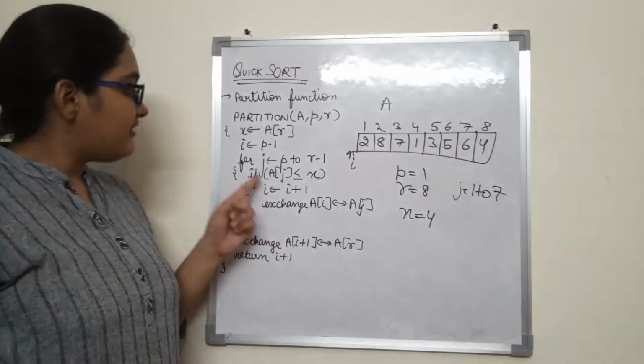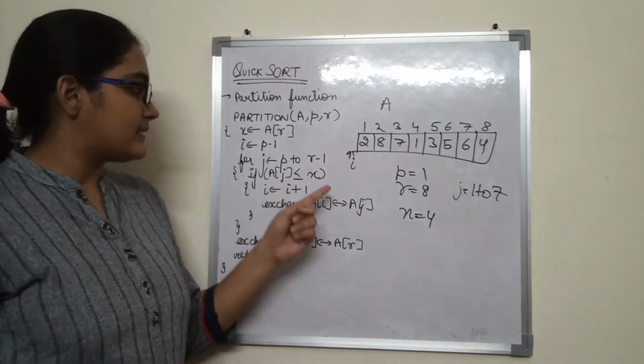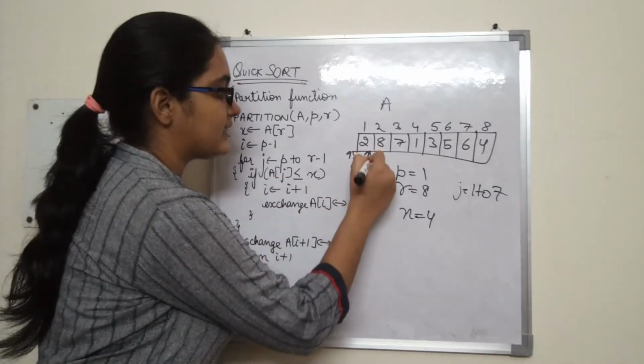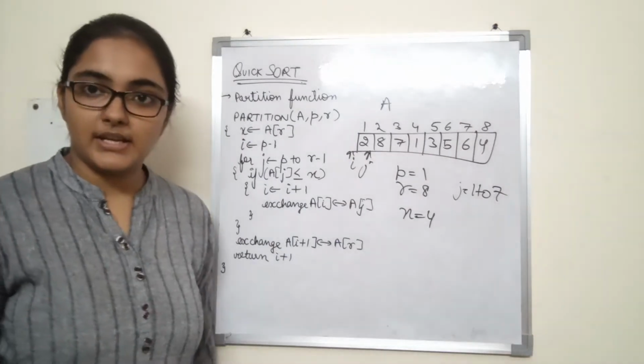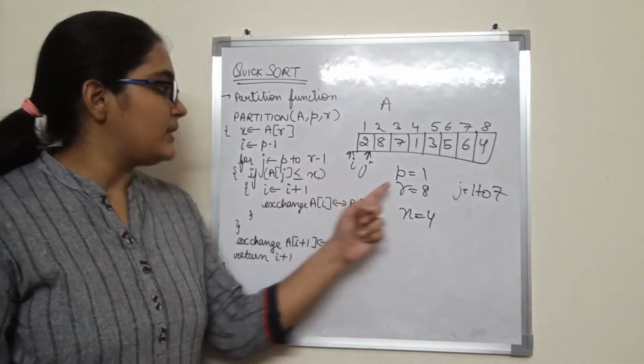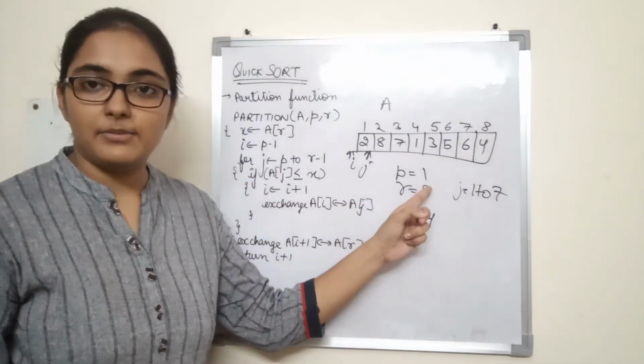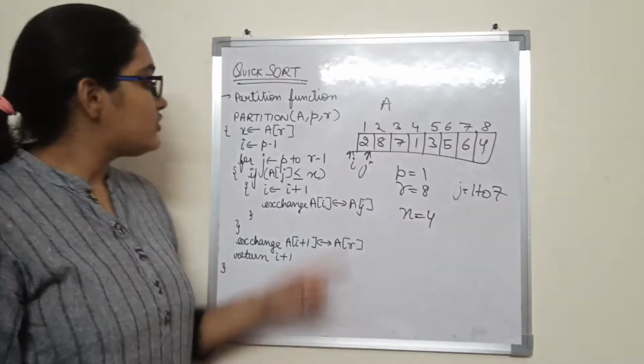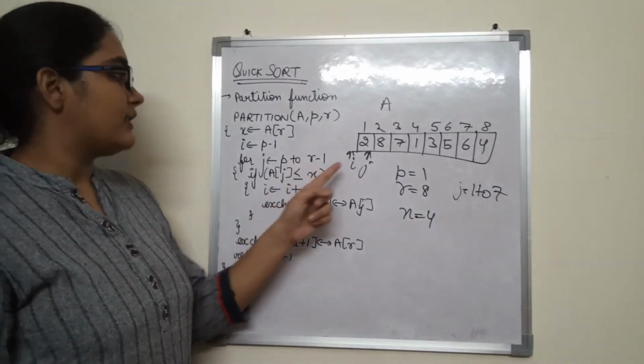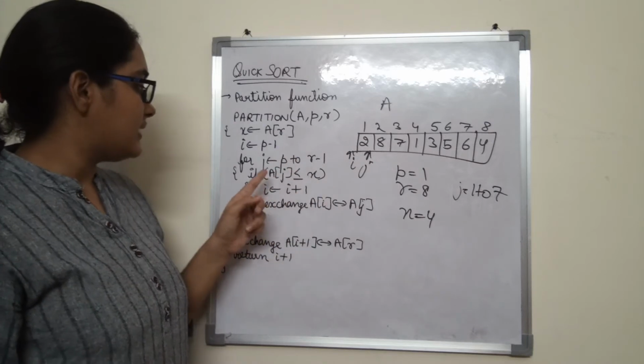Now, if A of J is less than or equal to X, what is J now? J is starting from here. At the beginning, J is equal to P, that is J is equal to 1, because P is equal to 1. J runs from P to R minus 1, as we have seen.